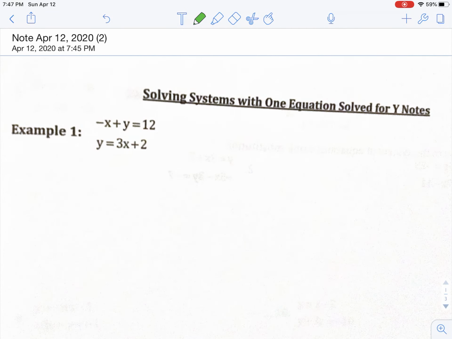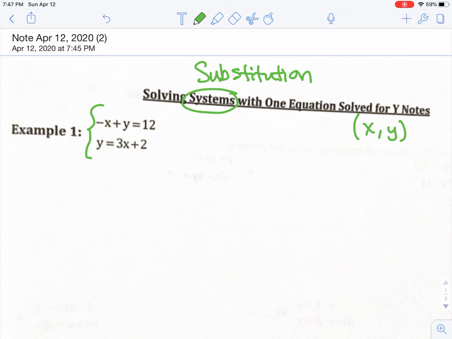Alright guys, so now this is page 5, and we are going to continue with that method of substitution that we did on pages 3 and 4. Okay, so it's still substitution. We still have this thing called a system, which is two different equations that we're solving. Our answer is still going to be x comma y, okay?